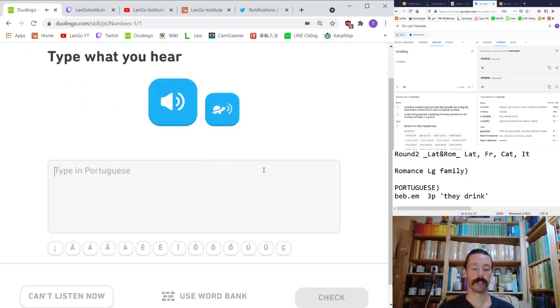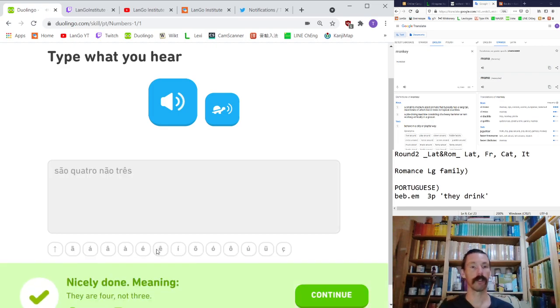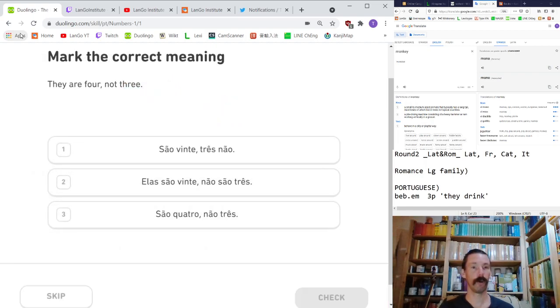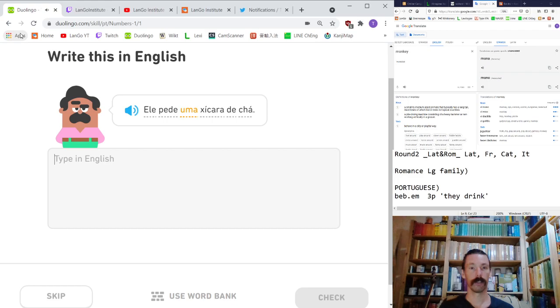São quatro, não três. São, as it's nasalized. A, são, they are quatro. Não, also has that. Três, this one has the hat, or the umbrella, the upside down V-shape. The real name for it is circumflex, but that just sounds so nerdy. I prefer something more appealing. They are four, not three. So we don't need the "they," we'll just say the verb: são quatro, não três. São quatro.